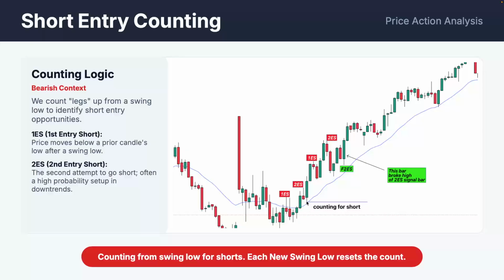Counting from this swing low, this red bar broke the low of the previous red bar, so that will be marked as first entry short. Then this red bar broke the low of the previous red bar. This is the second time counting from this swing low. This is marked as second entry short. And what you can see here, this bar broke the high of the signal bar of the second entry short. So this will be marked as failed second entry short.